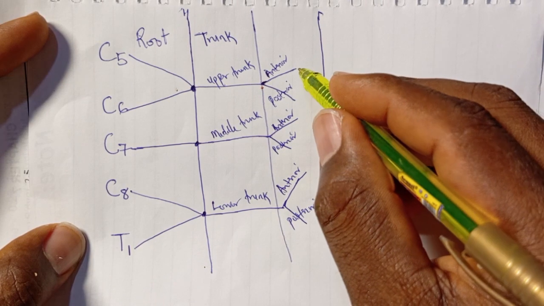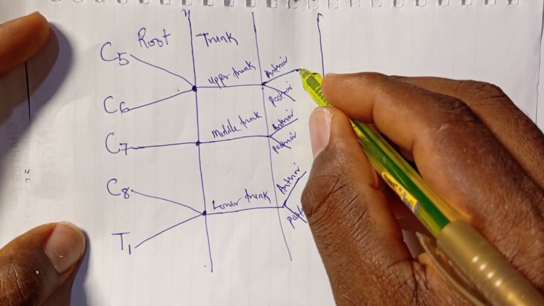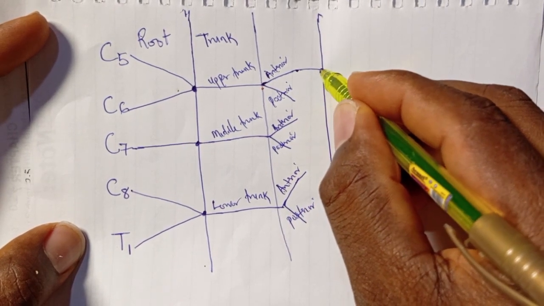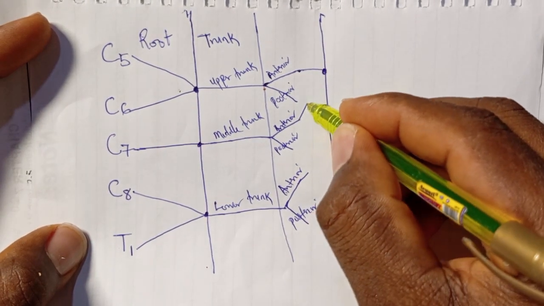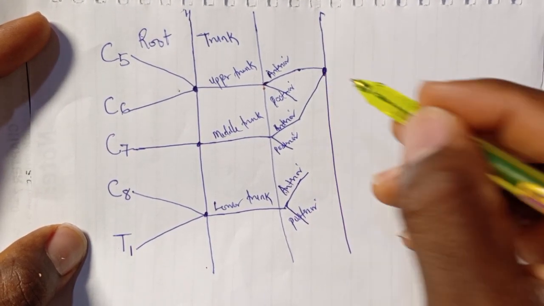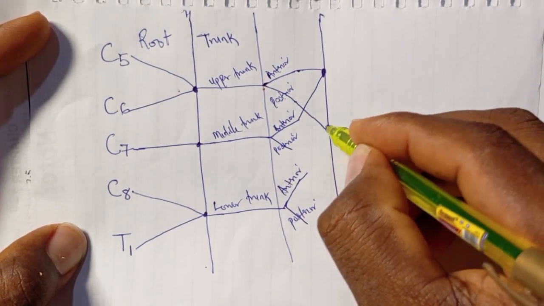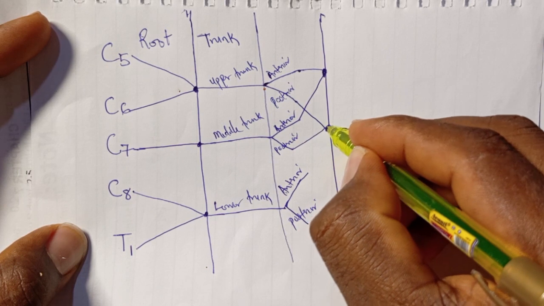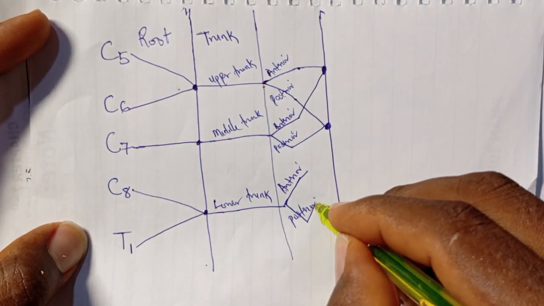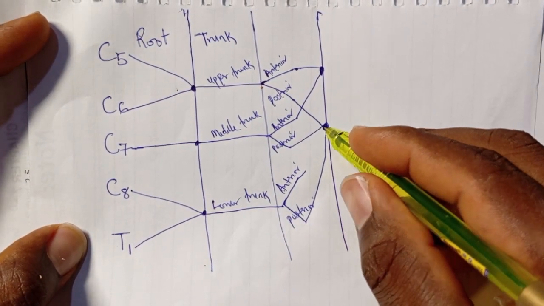Then you can see it now. The upper two anterior divisions will join together. Then all the posterior divisions will join together. You can see it, all the posterior divisions will join together.